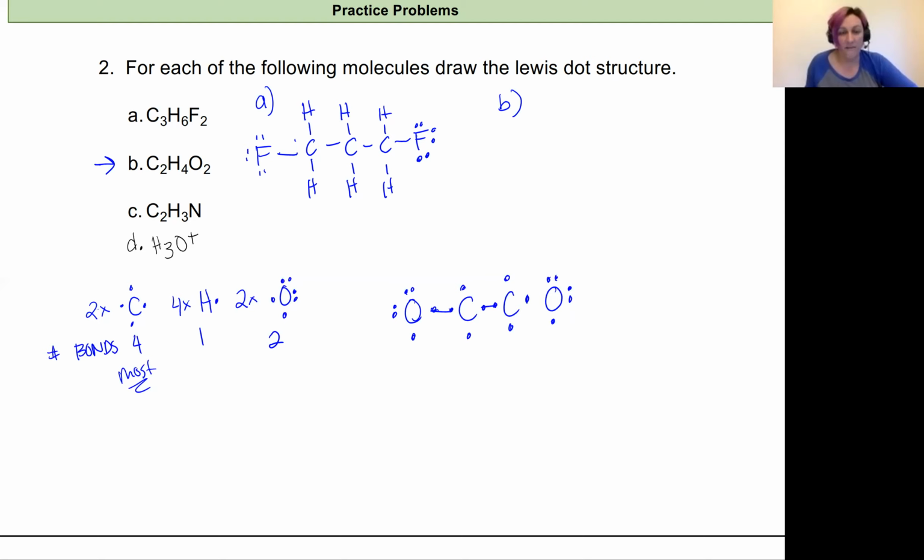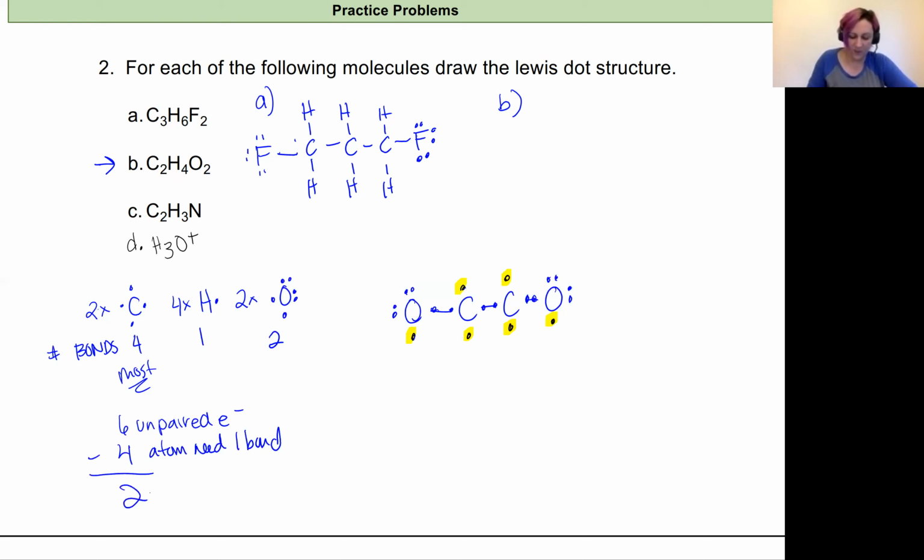Now I have 4 hydrogens left to place. So let's count up my unpaired electrons: 1, 2, 3, 4, 5, 6. So I have 6 unpaired electrons right now, and I have only 4 atoms that need 1 bond. Looking at the difference between these two, this leaves 2 electrons that need to be in multiple bonds.